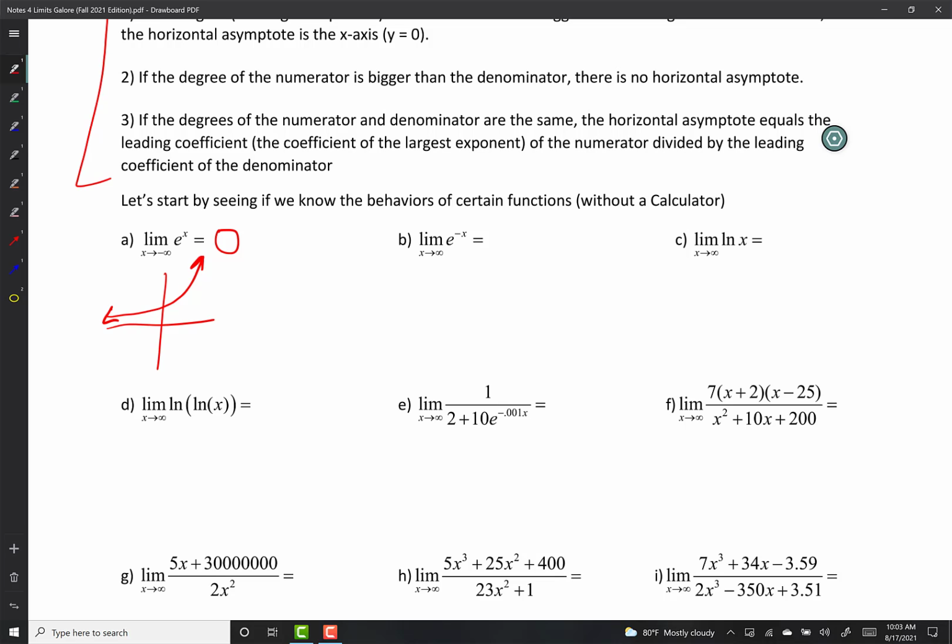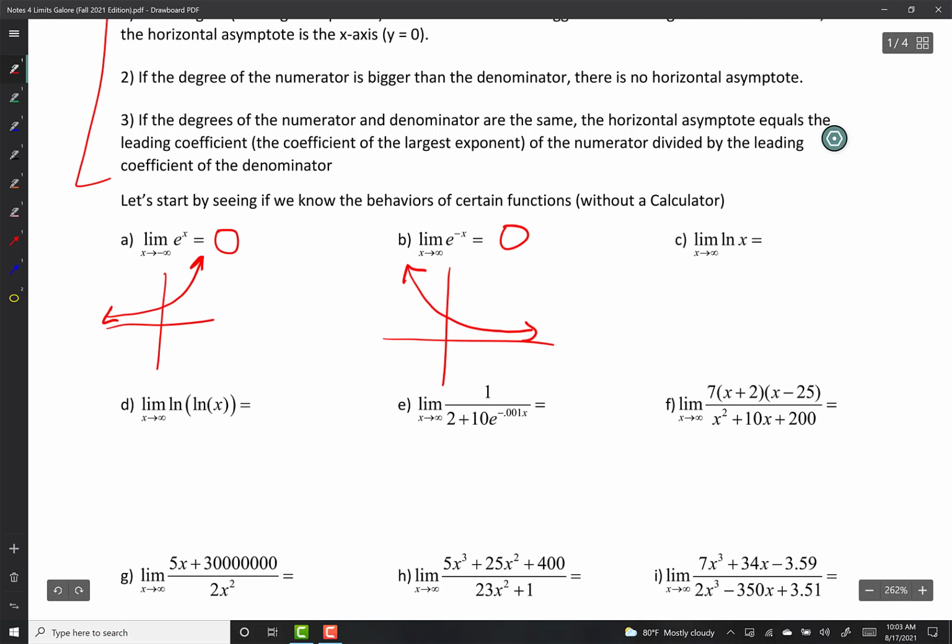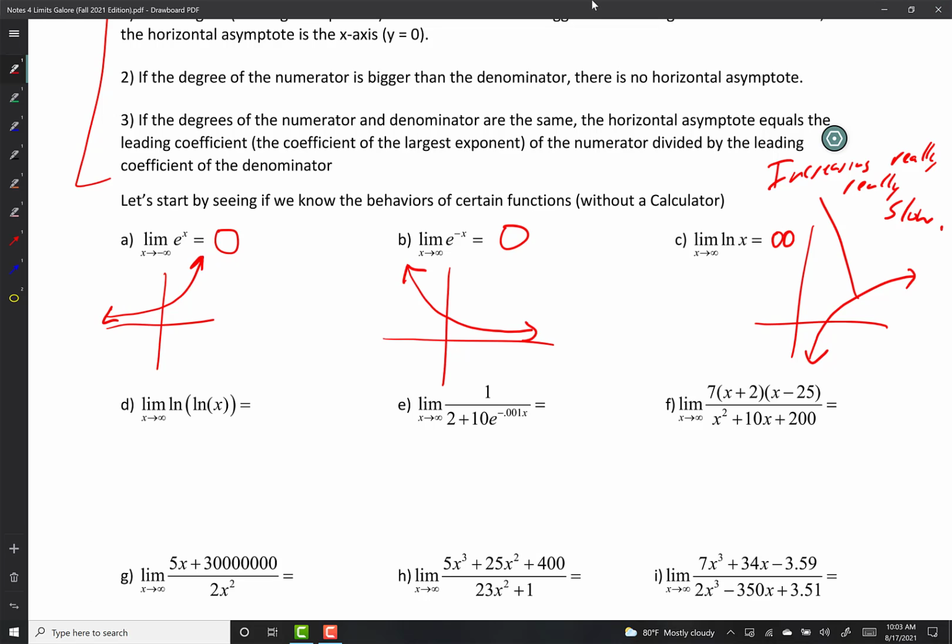Limit as x approaches infinity for e to the negative x. Do we know how that graph looks? It's 0. And then limit as x approaches infinity for ln x. Infinity. It grows really, really slow. Increasing function. Increasing really, really slow. But it still goes up. Just goes up very, very slow. How do we feel? Do we feel okay, guys?